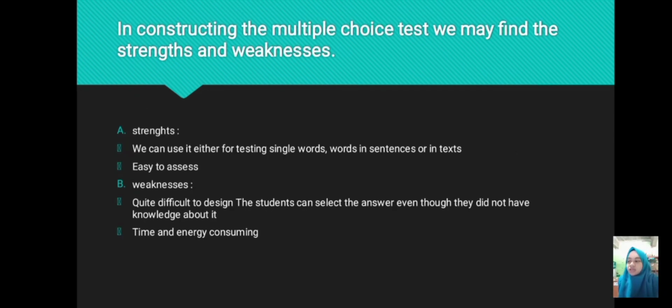The next, in constructing the multiple choice test, we might find strengths and weaknesses. A. Strength. We can use it either for testing single words, tenses, or in text, and it is easy to score. B. Weaknesses. Number one, quite difficult to construct. The students can select the answer even though they don't have knowledge about it. And then, time and energy consuming.